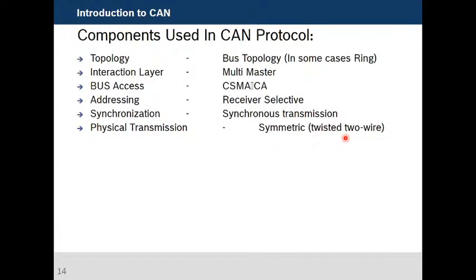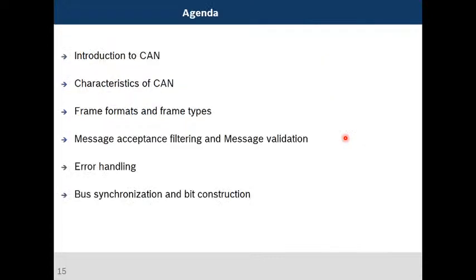The components used in the CAN protocol: the topology is bus topology. As we have already seen, the interaction layer is multi-master, bus access is CSMA/CA, and addressing is receiver selective addressing. Synchronization is synchronous transmission, which is clock-based transmission, and the physical transmission is a twisted two-wire pair with symmetric transmission. These are the parameters we are going to see now.